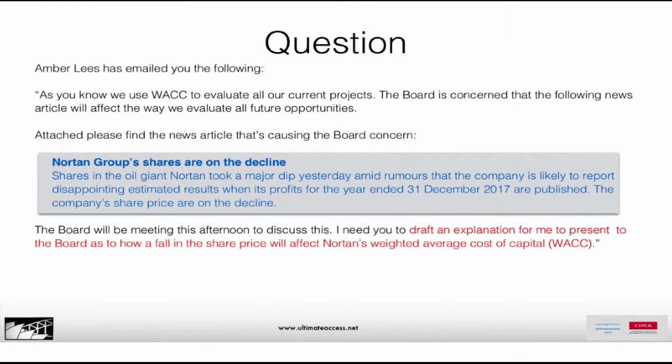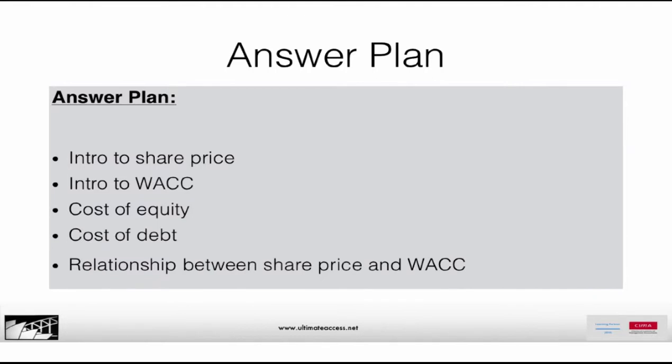So in this question, the requirements are in red at the bottom. My answer plan will include an intro to the share price, an intro to weighted average cost of capital. I know that cost of equity has something to do with weighted average cost of capital. I know that cost of debt as well is part of WACC. And in the end, I would like to talk about the relationship between the share price and WACC and how a fall in the share price will affect weighted average cost of capital.